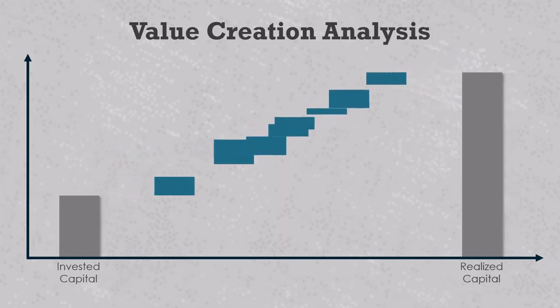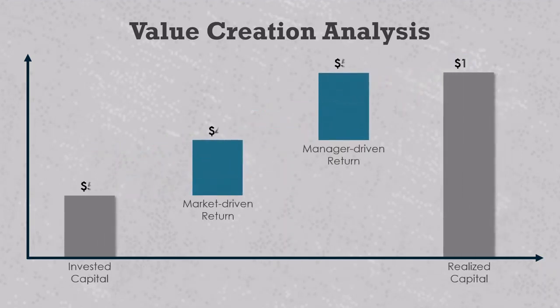We can add up addressable market growth, market multiple expansion, and sector gearing and call that the market-driven return. This is very close to what you would get if you invested in a basket of public securities in the sector. And then we could add up everything that's left and call that the manager-driven return, and that would be a proxy for the private equity GP's financial and operational value add.